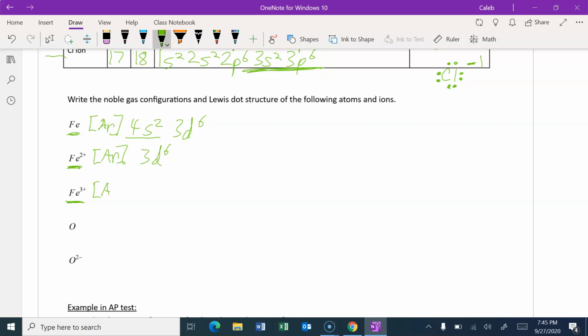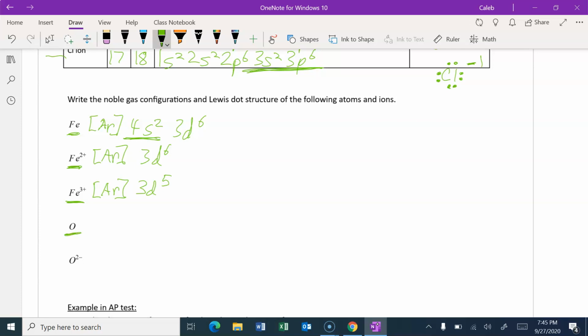Ar, well, we lost electrons from that highest energy level first. And then I have to lose 1 more electron, so it's going to be 3d5. This is an AP level concept. You guys did not do this in pre-AP chemistry. But you need to know that we will lose the highest energy electrons first when an ion is being formed. And we gain the highest energy electrons when an ion is formed as well.